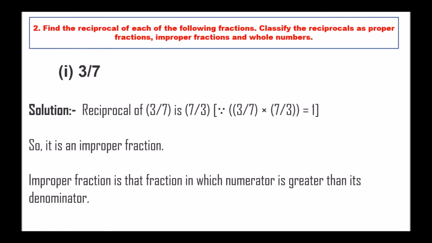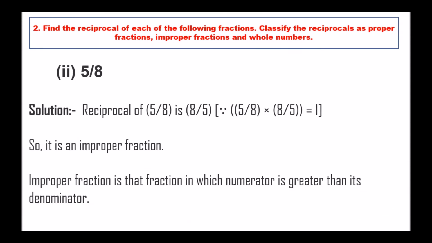Next question, second is find the reciprocal of each of the following fractions. Classify the reciprocals as proper fraction, improper fraction and whole numbers. So 3 by 7. Reciprocal of 3 by 7 is 7 upon 3, because 3 by 7 into 7 upon 3 equals 1. So it is an improper fraction. Improper fraction is that fraction in which numerator is greater than its denominator. So 7 upon 3 is improper fraction.